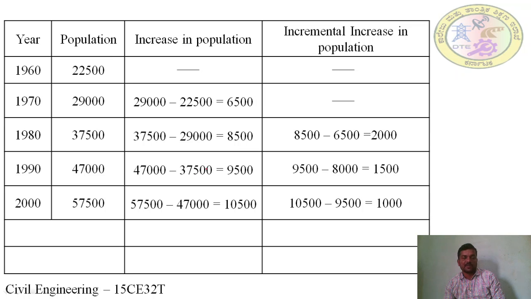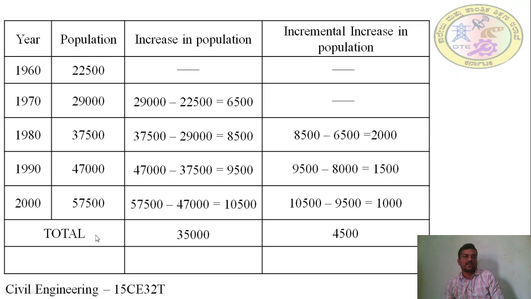After finding the increase in population and incremental increase in population, we need to find the average increase in population and the average incremental increase in population. Before doing that, I will add up all the values. The total increase in population is 6,500 plus 8,500 plus 9,500 plus 10,500, which is equal to 35,000. The total incremental increase in population is 2,000 plus 1,500 plus 1,000, which is equal to 4,500.